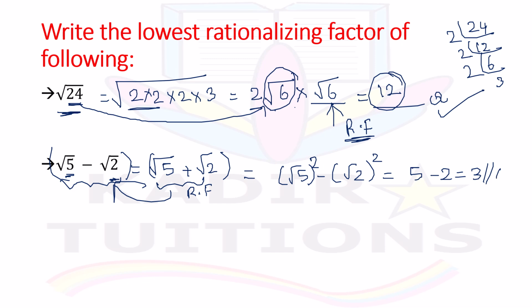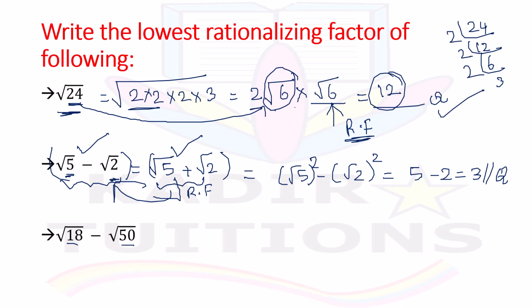So I got a rational number as an answer if I multiply root 5 minus root 2 with root 5 plus root 2. That's the reason root 5 plus root 2 is the rationalizing factor of root 5 minus root 2. The next question, root 18 and root 50.